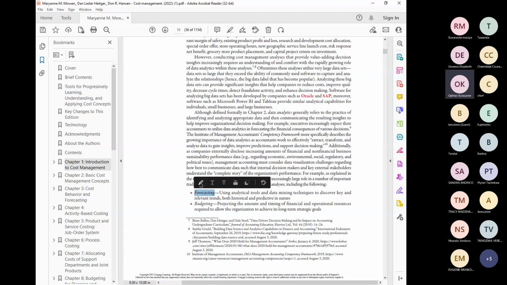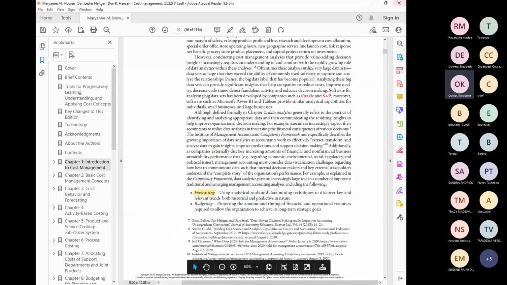Forecasting: we are talking about the use of analytical tools and data mining techniques to discover key and relevant trends, both historical and predictive in nature. Budgeting: projecting the amount and timing of financial and operational resources required to allow the organization to achieve its long-term strategic goals. So that is budgeting. All of us budget.